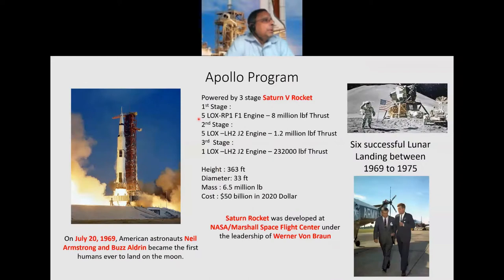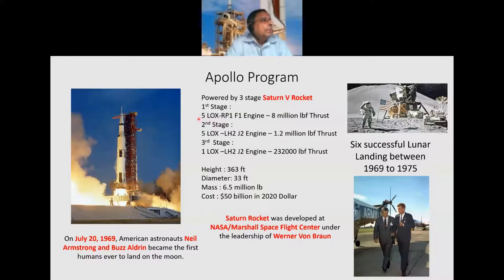The heart of the Apollo program was the development of a rocket, and this rocket was developed right here in Huntsville under the leadership of Werner von Braun. Werner von Braun was a German scientist who developed the V2 rocket during the Second World War. He and his team came to Huntsville and developed the space program, the rocket research program.